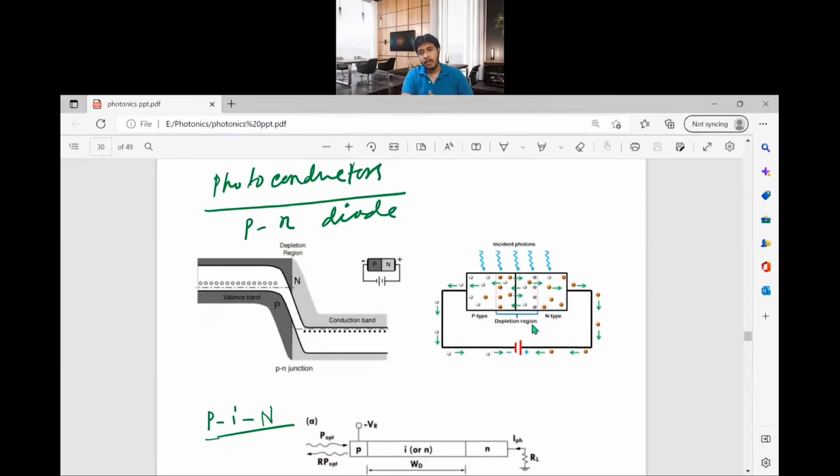These are the uncovered immobile ions. This side you have the donor ions, positively charged. This side has the acceptor ions, negatively charged. So you have the electric field from this N side to P side, and you have the depletion region. So this region is depleted of mobile charge carriers.